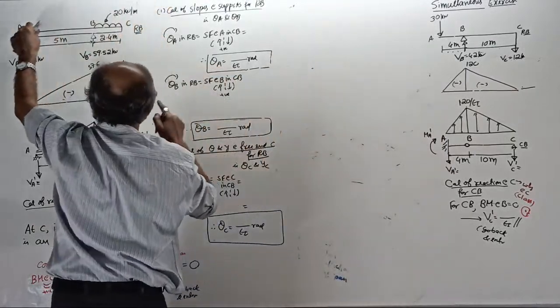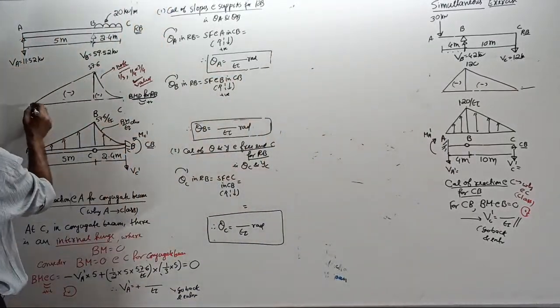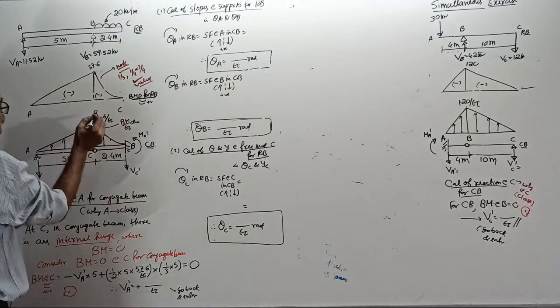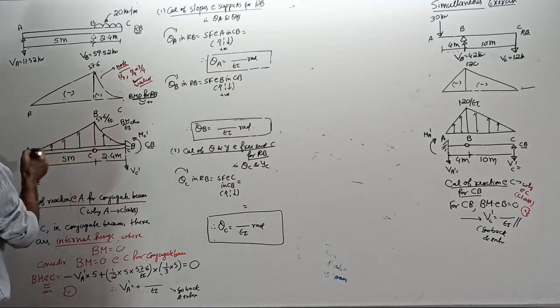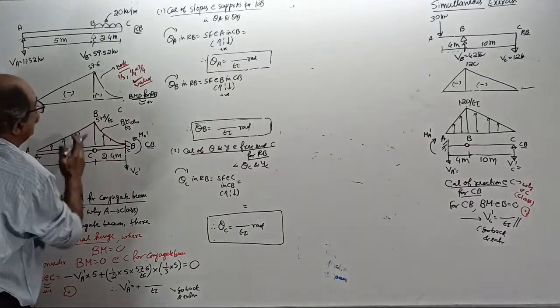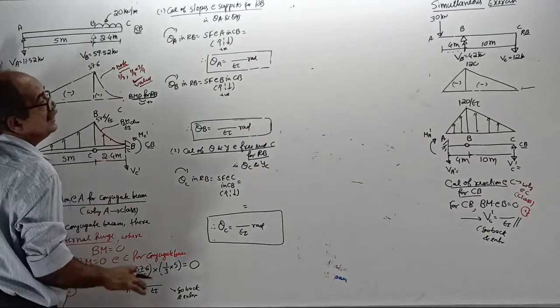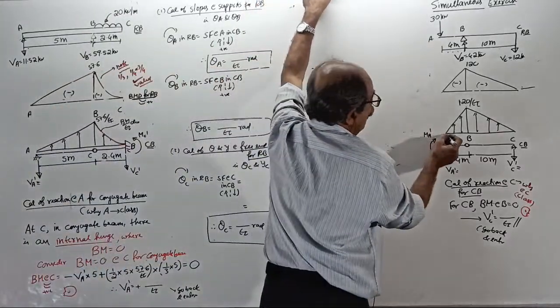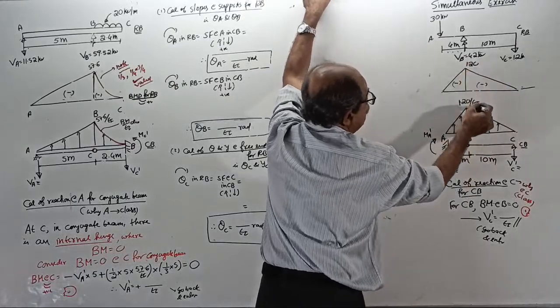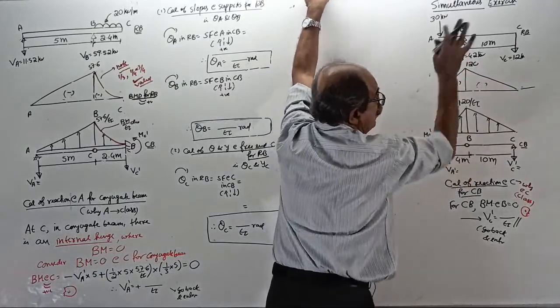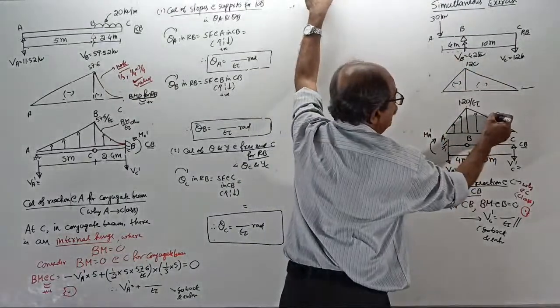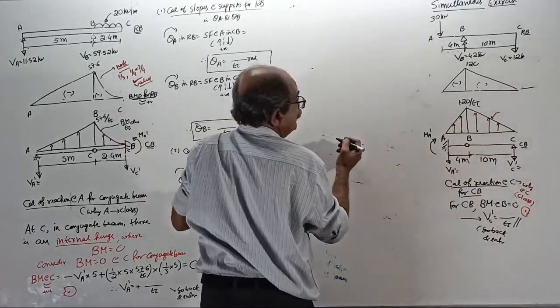Now draw the BM by EI diagram. 0, 0, 57.6 by EI, and negative, so upward load, negative, upward load. Here also, 0, 0, 120 by EI, negative, upward load. This is the BM by EI diagram.